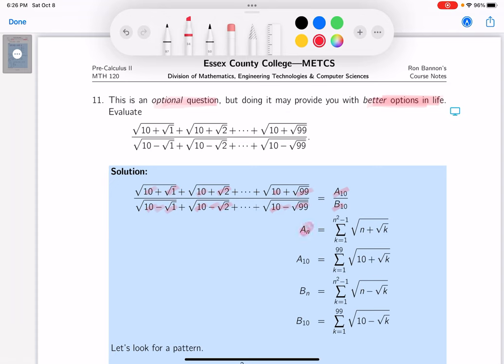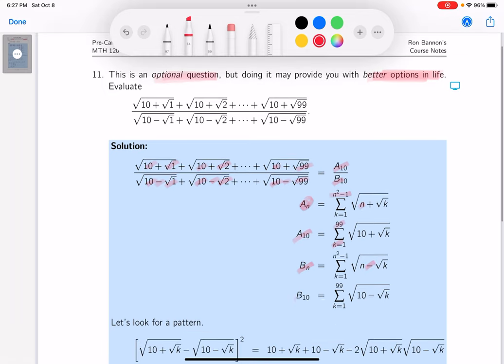AN, and it looks like this over here. Again, this might be a little hard to understand, but the N is 10, so it's going from 1 to 99, right? Because if N is 10, that would be 100 minus 1, 99. And then I write A10 down for you. So A10 is the top part, and BN, again, general pattern, is really the same thing as AN, except the minus sign. And then I write B10 down for you.